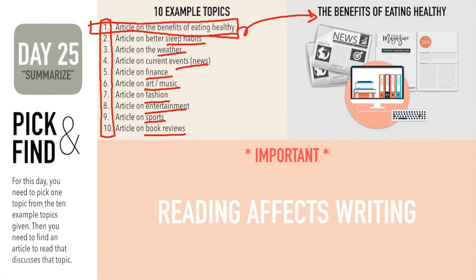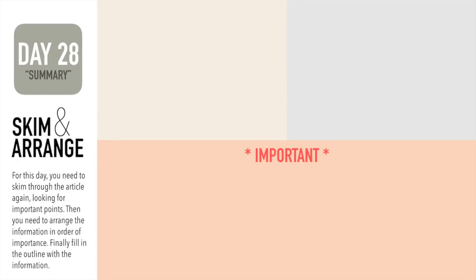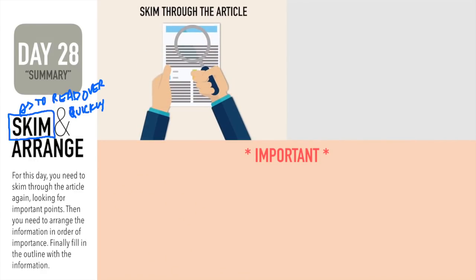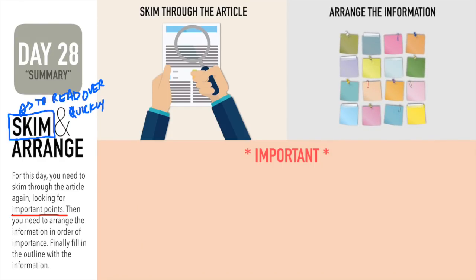So day 28, remember we fast forwarded because 26 and 27 were the same. All right, skim and arrange. Now, this word skim, remember, skim just means to read over briefly or quickly, okay? To read over quickly. So skim and arrange. For this day, you need to skim through the article again, looking for important points. Then you need to arrange the information in order of importance. And finally, you will fill in the outline with the information.